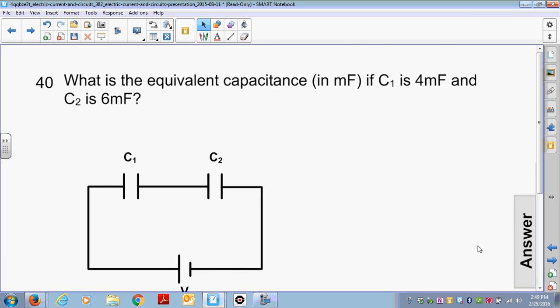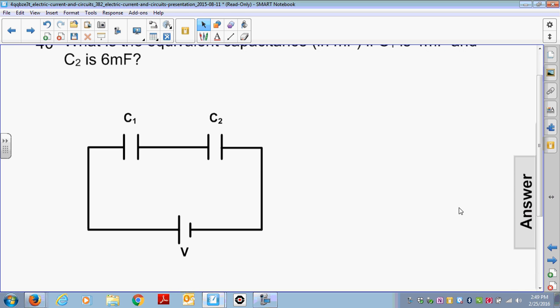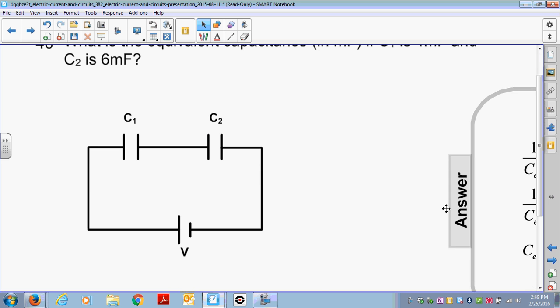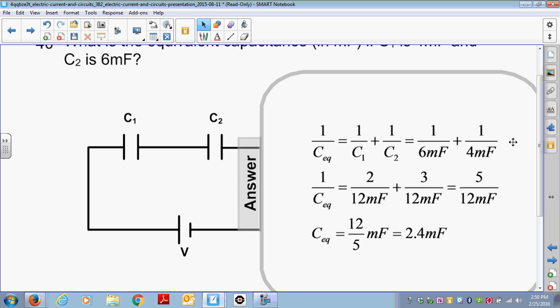What is the equivalent capacitance in millifarads for C1 equal to 4 millifarads and C2 equal to 6 millifarads, this time in series? Okay, go ahead and pause the video. Okay, so let's take a look at your solution. Hopefully you took the inverse of each capacitance and then added them together. This gives you 5 over 12 millifarads. We then invert that, and that gives us 12 over 5 millifarads, which is 2.4 millifarads.